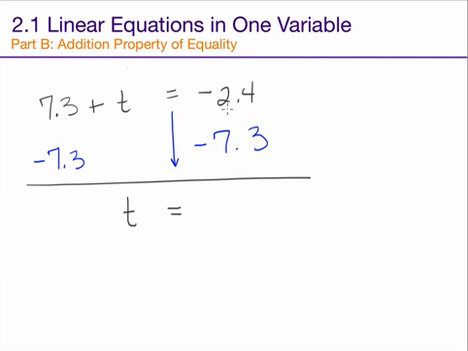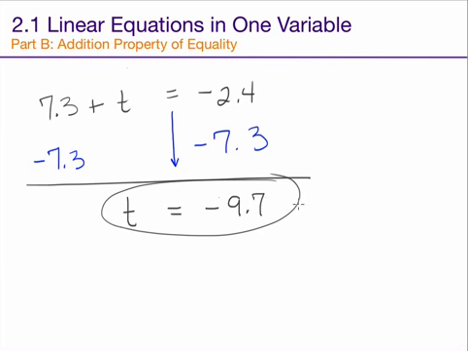This arithmetic, a negative number minus a number, is the same as a negative number plus another negative number. So my result here is going to be a larger negative number. Negative 2.4 minus 7.3 is negative 9.7. This is my answer.